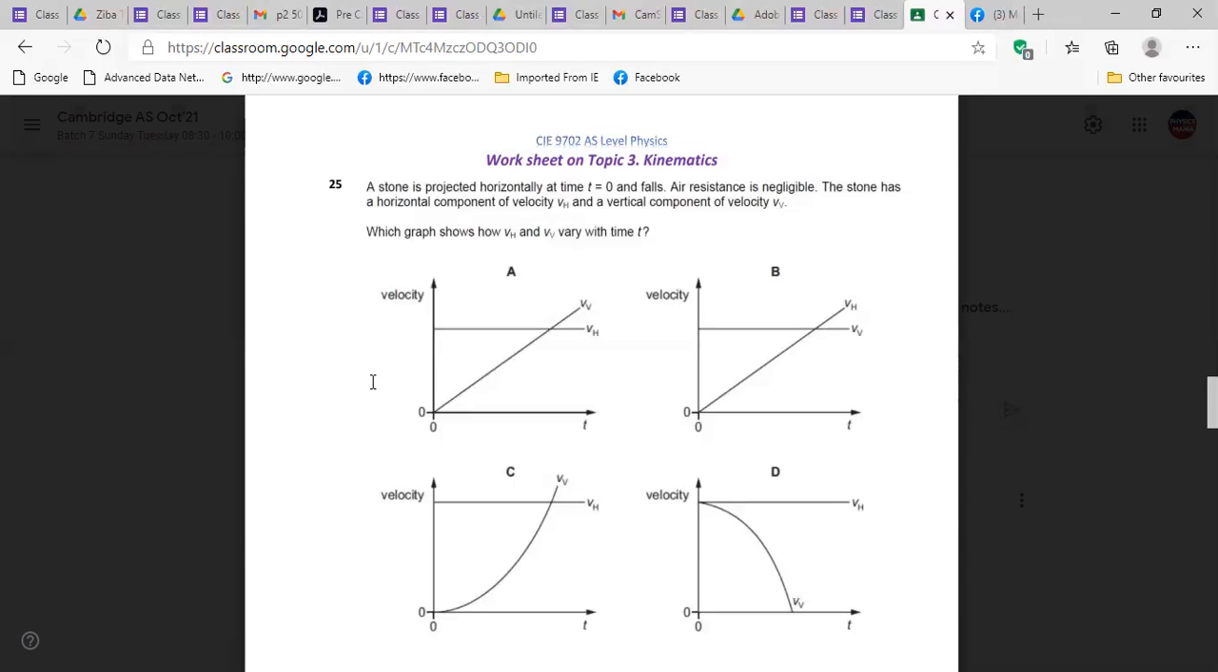You understand it? Negligible means what? There is no air resistance. That means the object will fall freely without any obstacle, right? That's called free fall, right? Constant acceleration. Is it clear? If air resistance works, then acceleration will decrease, right? Then it will reach terminal velocity once, right?